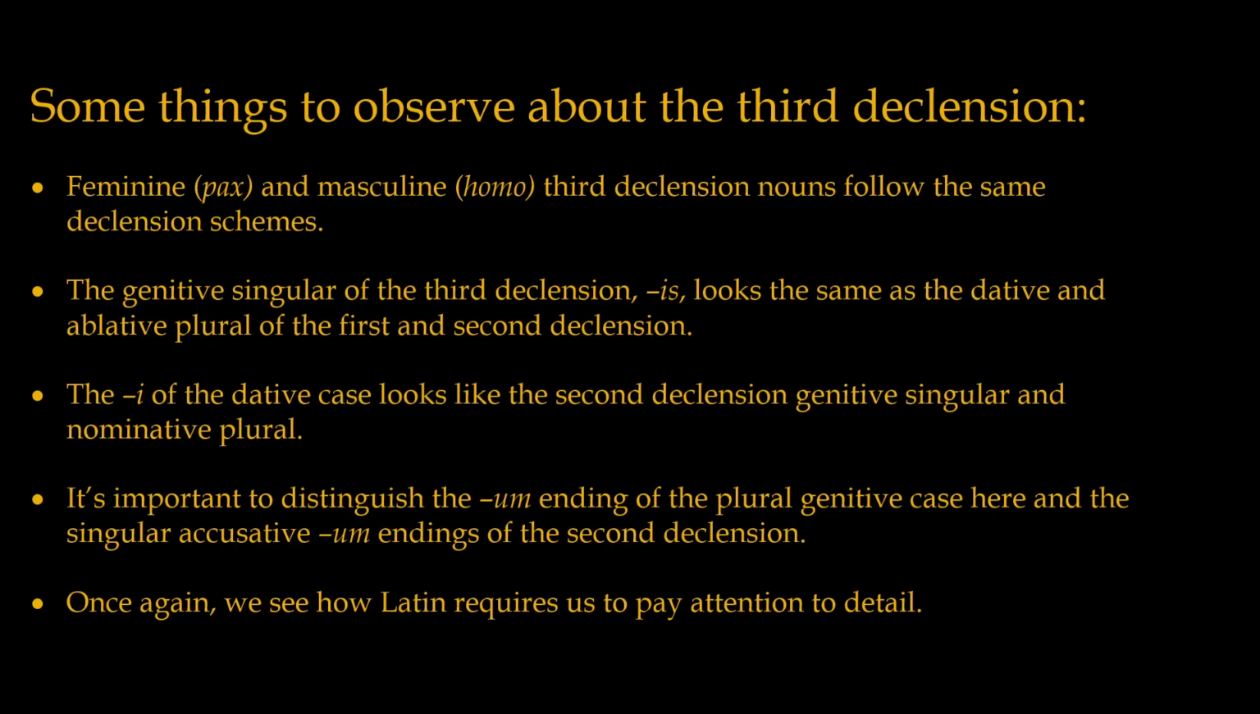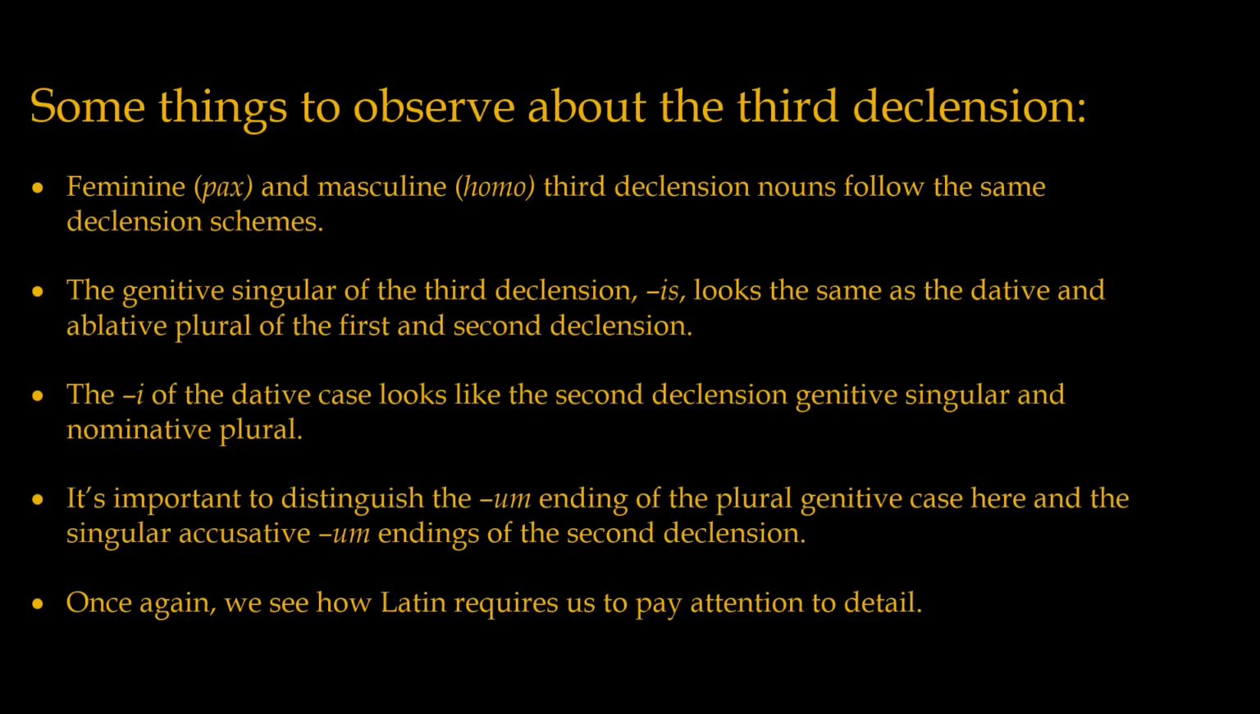So, here's where this fact about Latin comes into play, that Latin does require us to pay attention to details, okay? So when we see an -is ending at the end of a noun, then we need to figure out, am I looking at a first, a second, or a third declension noun? And that comes with practice.